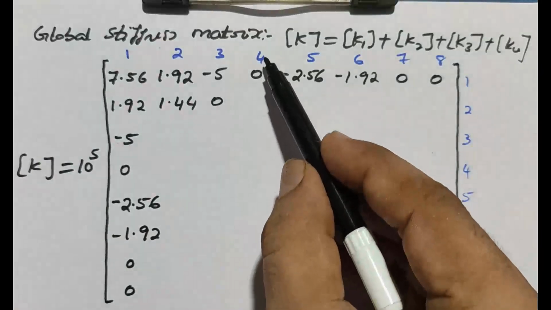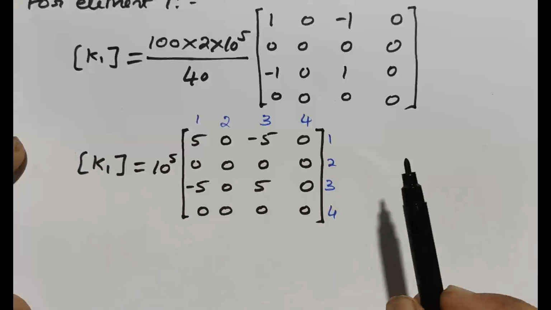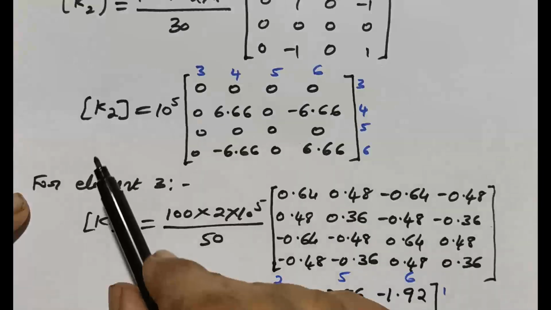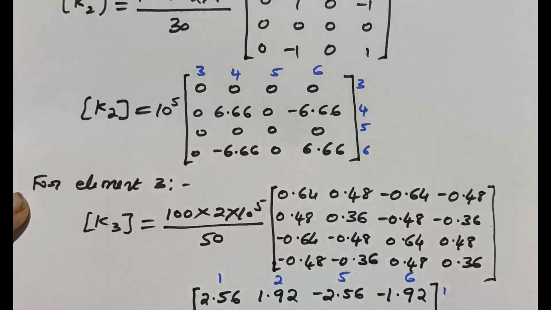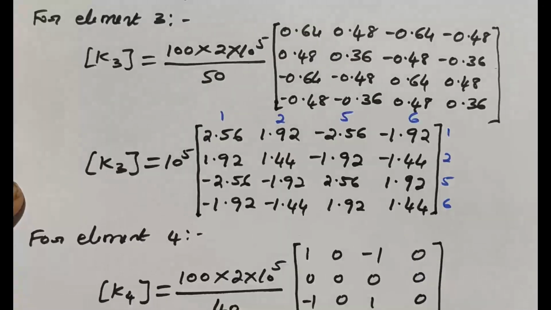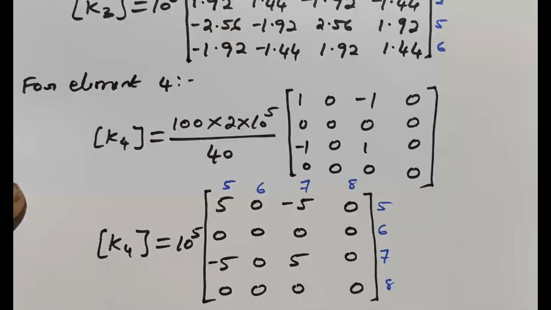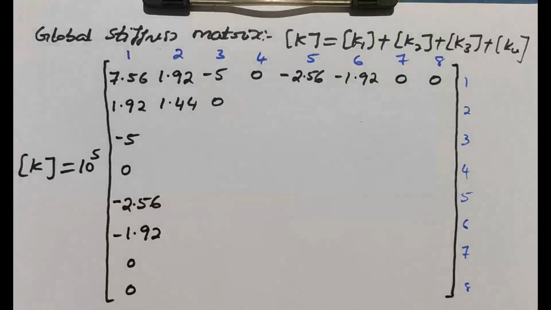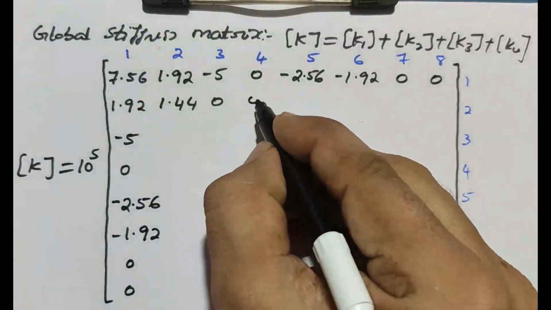Next we need element corresponding to 4 and 2. In K1 element corresponding to 4 and 2 is 0. In K2 we don't have any element corresponding to 4 and 2. In K3 also we don't have any element corresponding to 4 and 2. In K4 also we don't have any element corresponding to 4 and 2. Therefore element corresponding to 4 and 2 will be equal to 0.